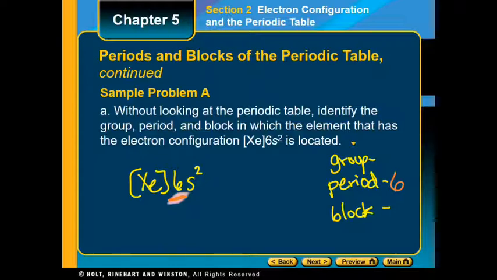The only block even represented here is the s block. That's the only sublevel represented, so my element is in the s block, and it is the second group over in the s block. Well, the s block only has groups 1 and 2, so it must be in group 2. So 6th period, s block, group 2. You should be able to do that without a periodic table at this point, based on what you have been taught. If I asked you to identify the element, I would definitely want you to have a periodic table to be able to identify the element.